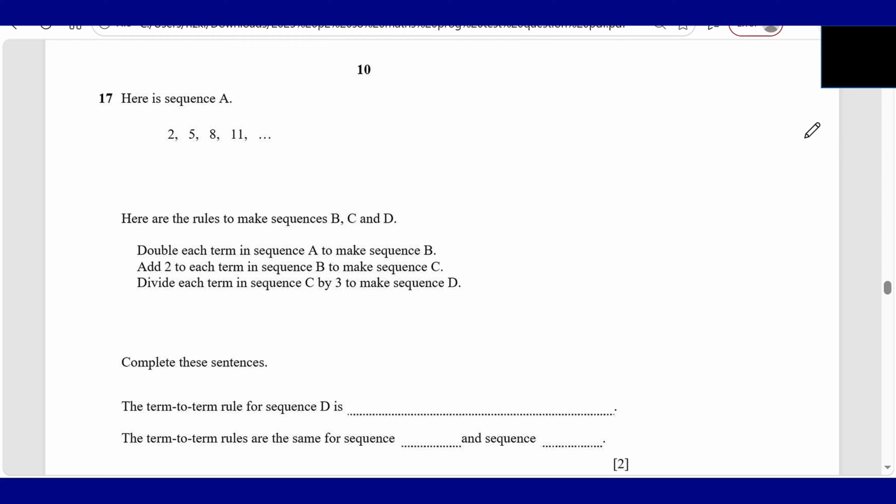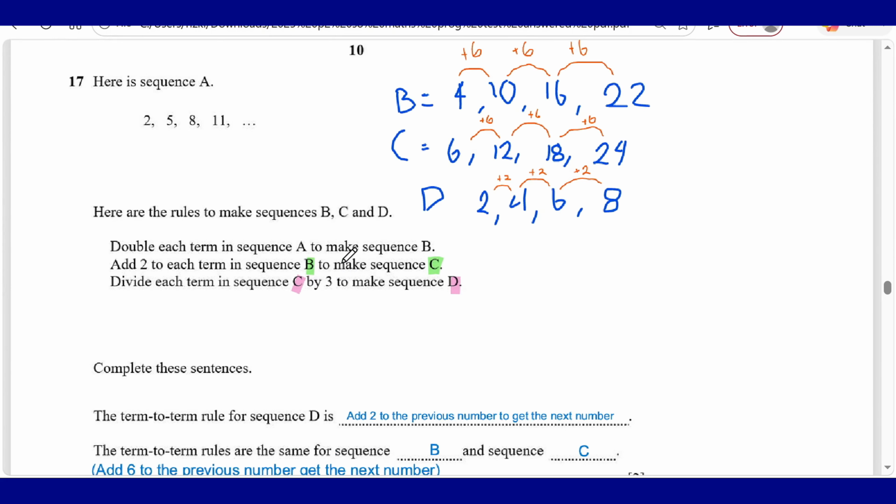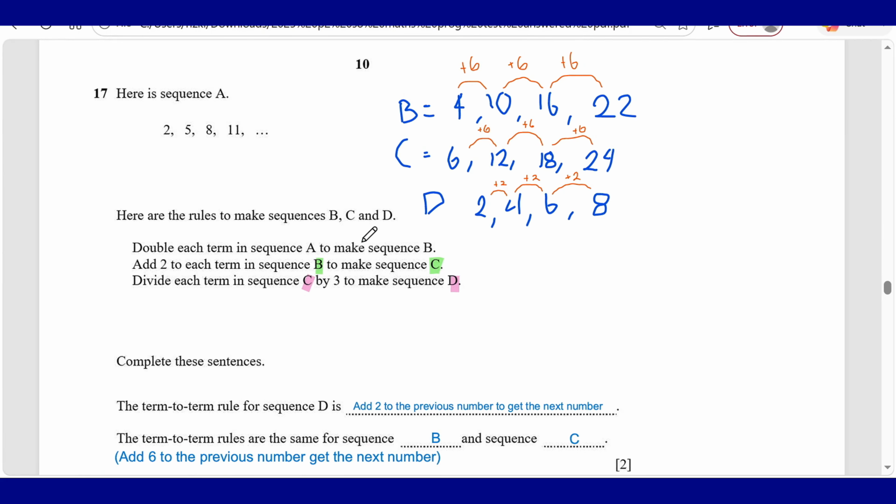Okay, let's check it out, guys. Here we go. These are the answers. From A to B, we have to double the A, so double of A is 4, 10, 16, 22. This is B. From B to C we have to add 2 to B, so 4 plus 2 is 6, 10 plus 2 is 12, 16 plus 2 is 18, 22 plus 2 is 24.